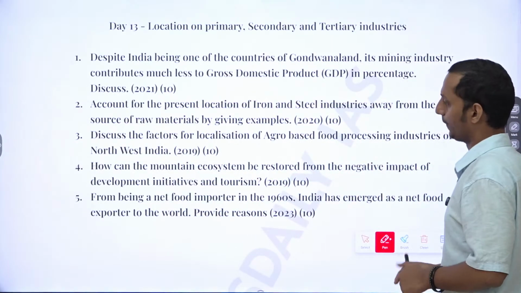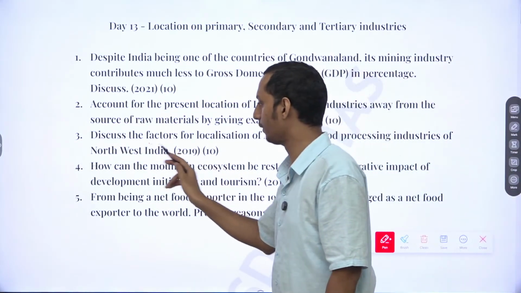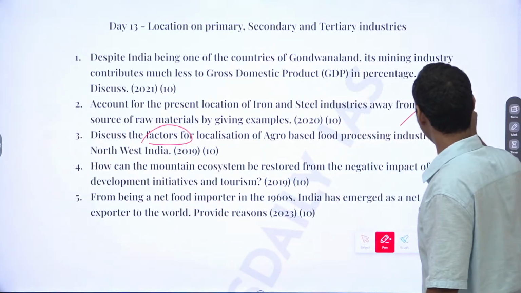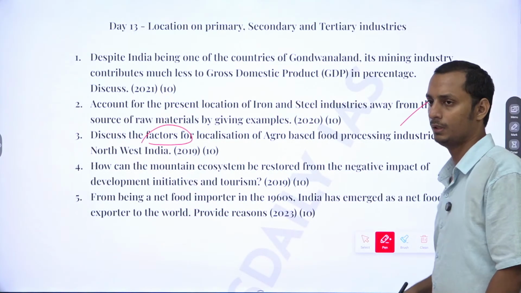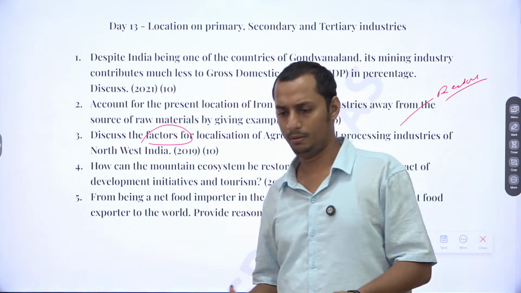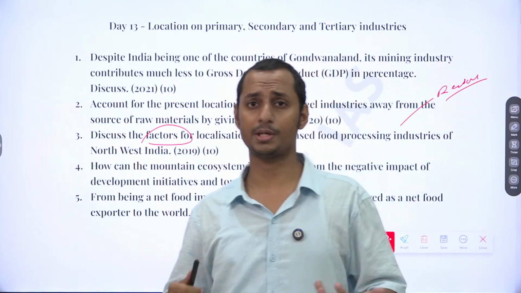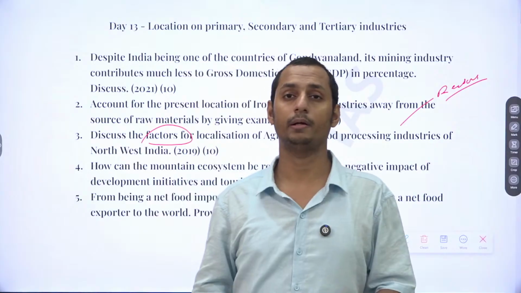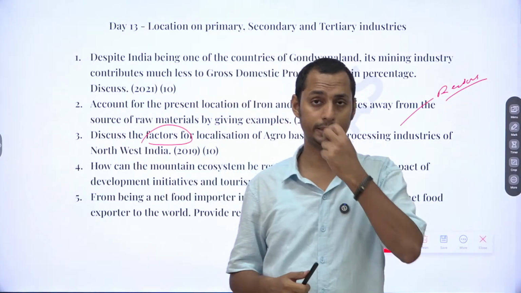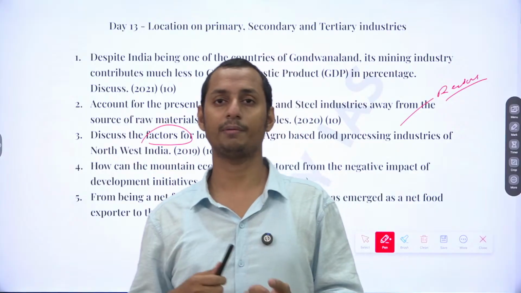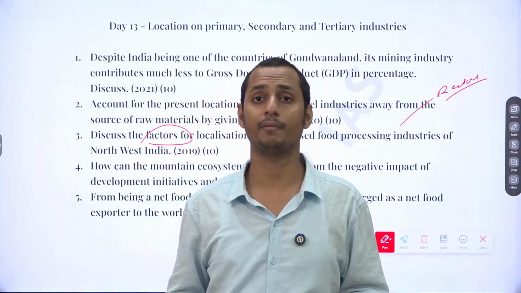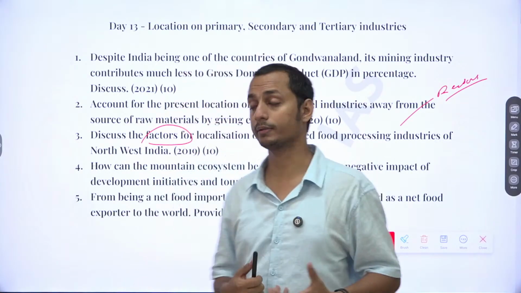Now, after that, you have to provide the factors for the localization, all the reasons why we have a lot of food processing industries in northwestern India. You can mention all these points. Okay, skilled labor, education is very good, land is there, capital is there, Punjabis, Gujaratis are very rich. You can mention the availability of raw materials. You can mention the availability of water through the Indira Gandhi Canal.